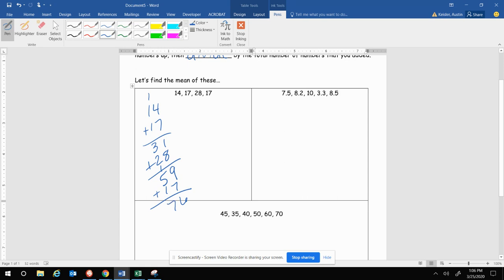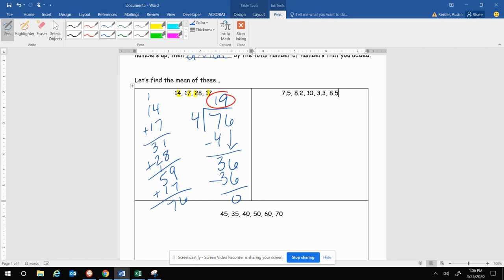And I get 76. Now I'm going to do 76 divided by the total number of numbers I had. Well, right here I have 1, 2, 3, 4 total numbers. So I'm going to do 76 divided by 4. 4 goes into 7 once, which is 4. When I subtract, I get 3. And bring down the 6. And 4 goes into 36 9 times exactly. So the average of these numbers is 19, or the mean of those numbers is 19.